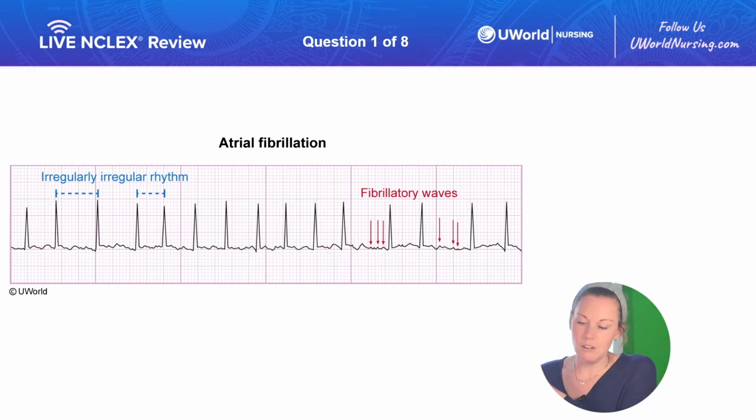But again, something to note. On this ECG, we're seeing an irregular rhythm. Those tall QRS complexes represent the electrical activity happening in our ventricles.